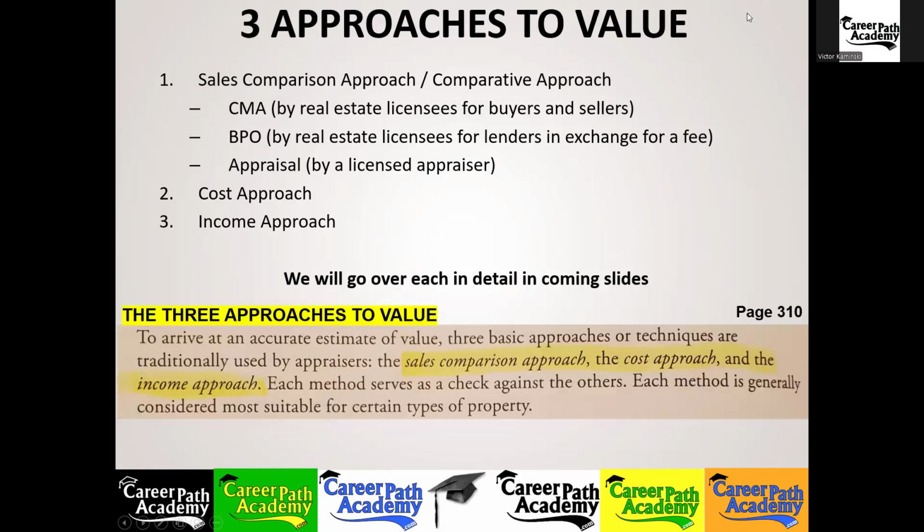Okay, so there's three approaches to value. The sales comparison approach, also known as the comparative approach. And we determine the value by doing a CMA or a BPO for the banks or an appraisal by a licensed appraiser. Then we have the cost approach and then the income approach. So for now, let's just know what the three approaches to value are. So highlight them there on page 310. Sales comparison, cost approach, and the income approach. You'll get a question just on that. You have to know the three approaches to value. And then we'll go over each one of those.